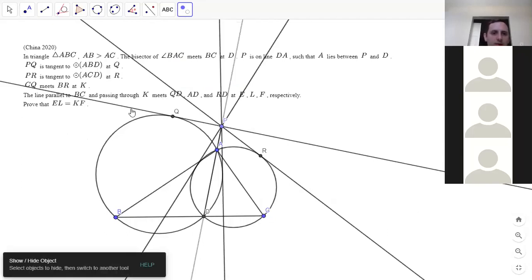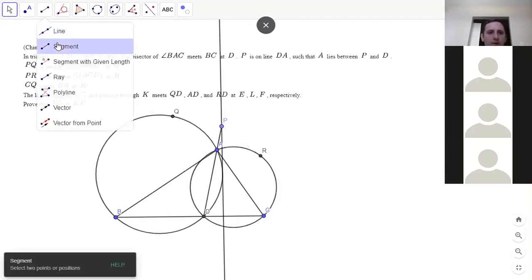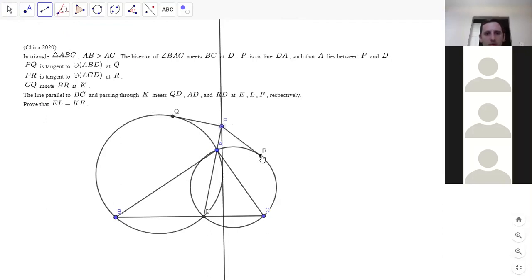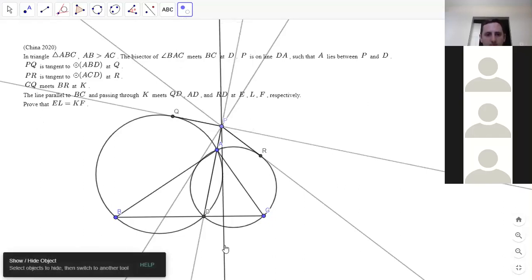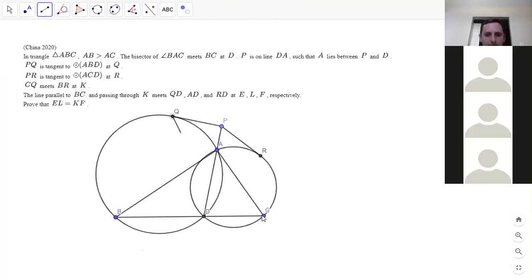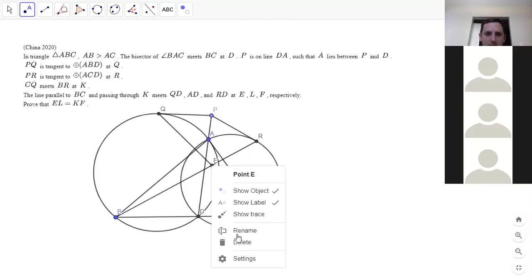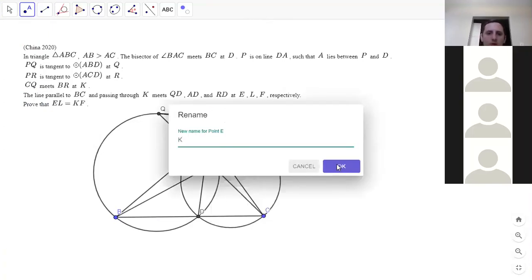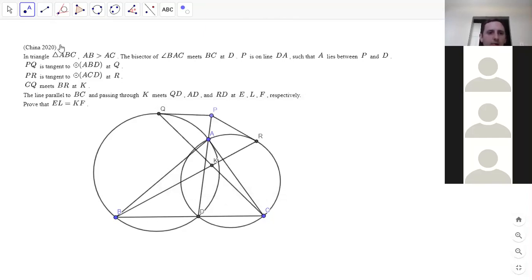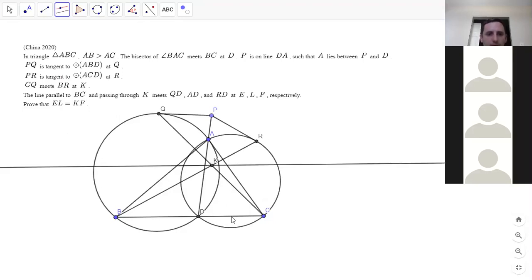And draws a little bit more tangents than I want. Okay. CQ meets BR at K. So let me make it so it doesn't look like it lies on the circle. CQ meets BR at K. The line parallel to BC passing through K. So we see, where does it meet QD, AD, and RD?